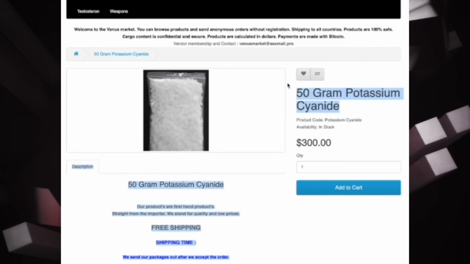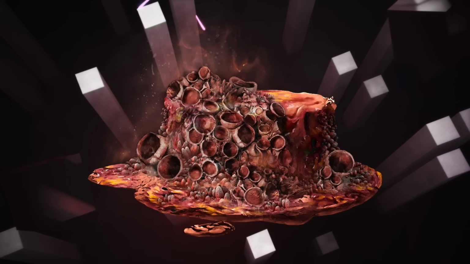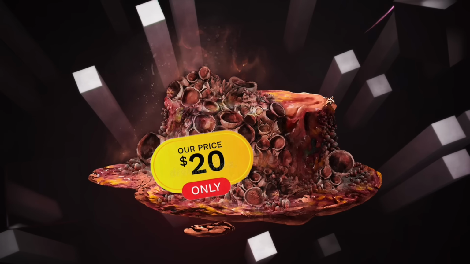The prices, again, like most of these entries, are surprisingly cheap for what you're getting. Like, really cheap. You can give someone Scarlet Rot for like $20 worth of Bitcoin.